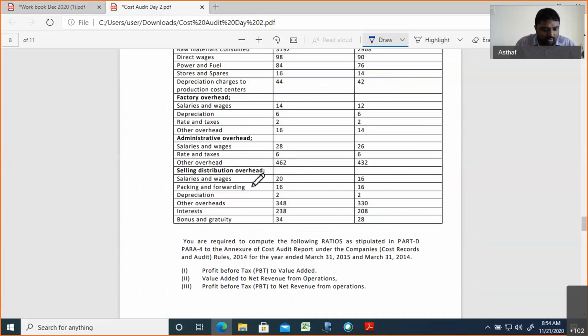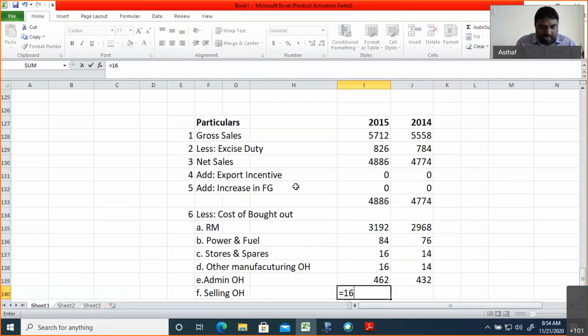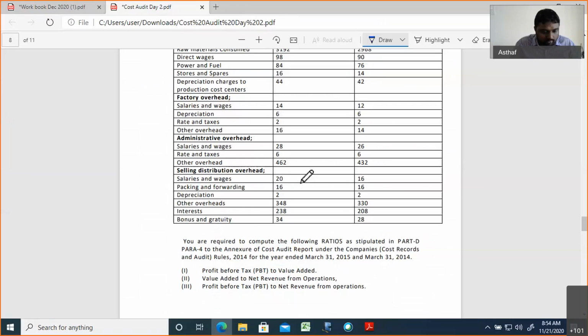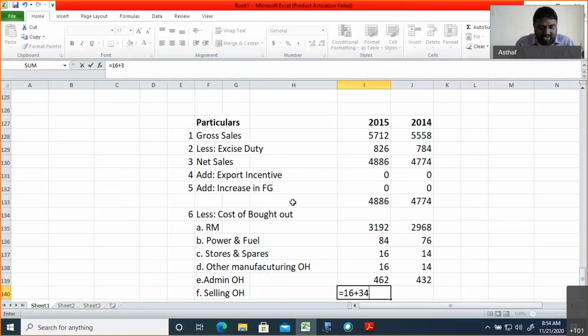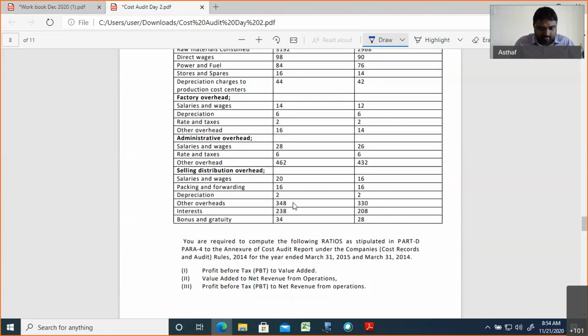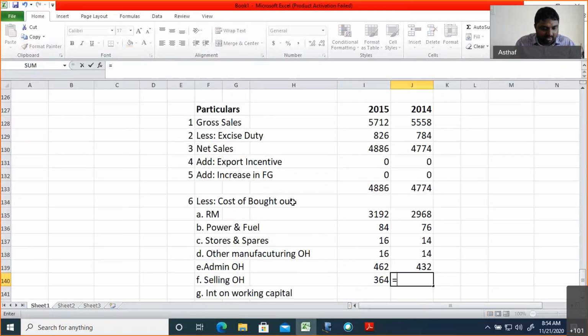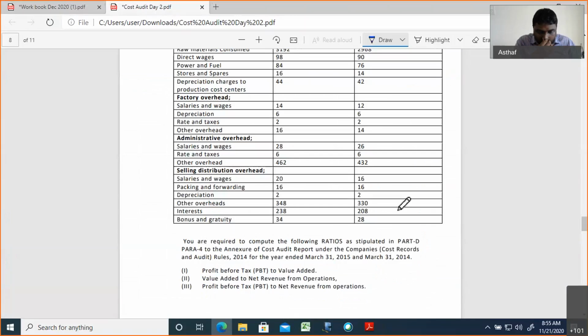Selling overhead. Salary will not come. Packing will come. So what is the packing? 16. Depreciation will not come. Other overhead 348 will come. See, look how interesting. Packing 16 will come. Other overhead 330 will come.